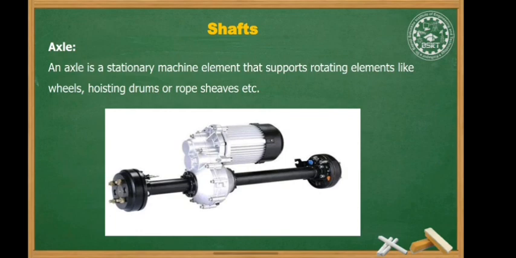First is axle. Axle is a stationary machine element that supports rotating elements like wheels, hoisting drums or rope sheaves. In the figure you can see this horizontal element or horizontal shaft is nothing but axle, as it is a stationary part, so it is called an axle, and at this portion the wheel is mounted. Such type of machine element is used for transmission of bending moment and it does not transmit any torque.